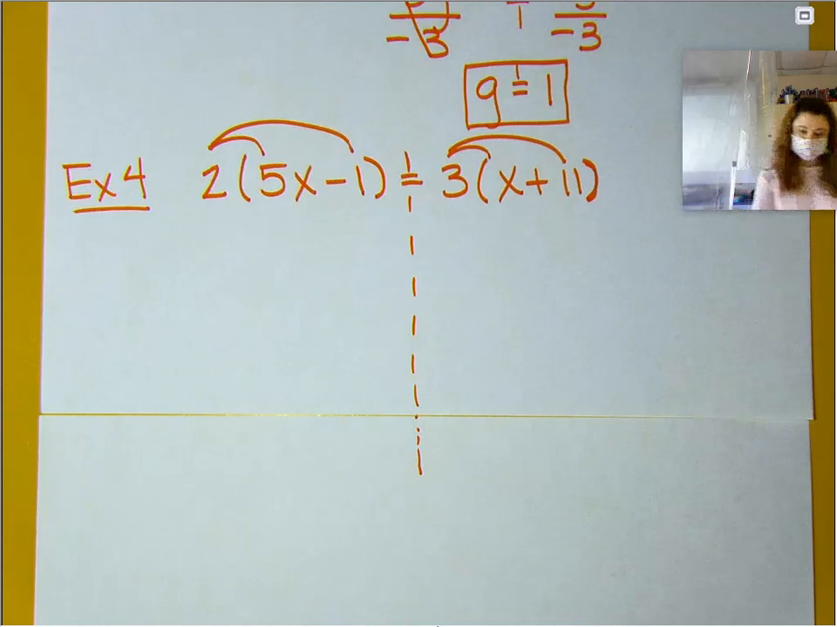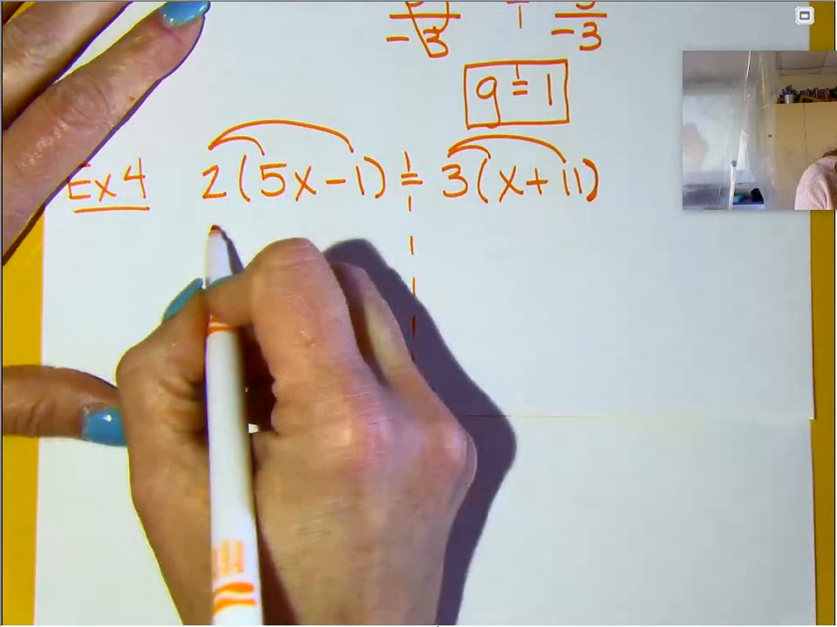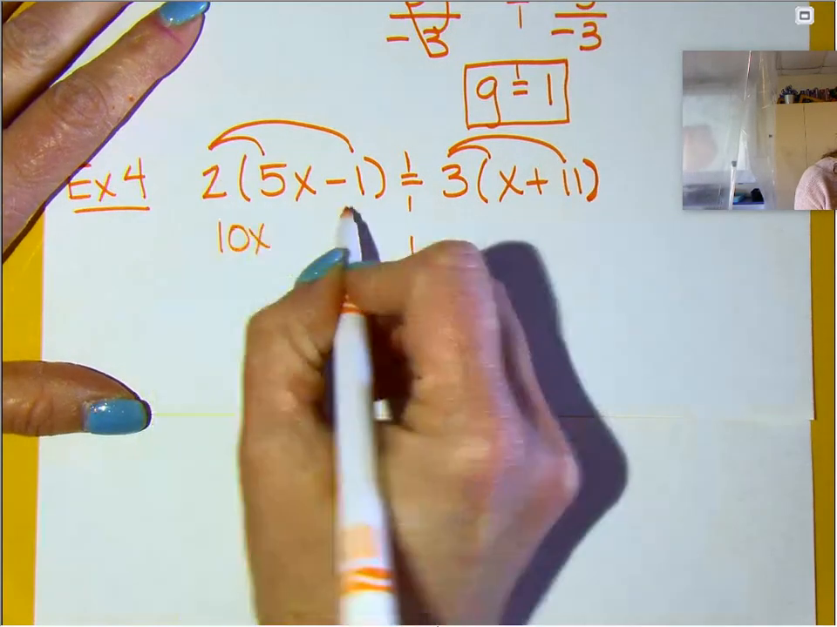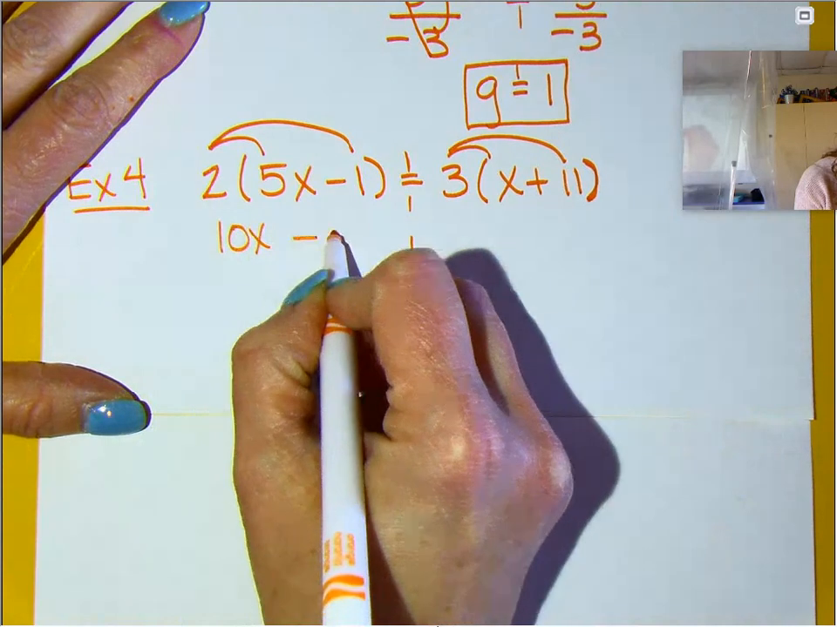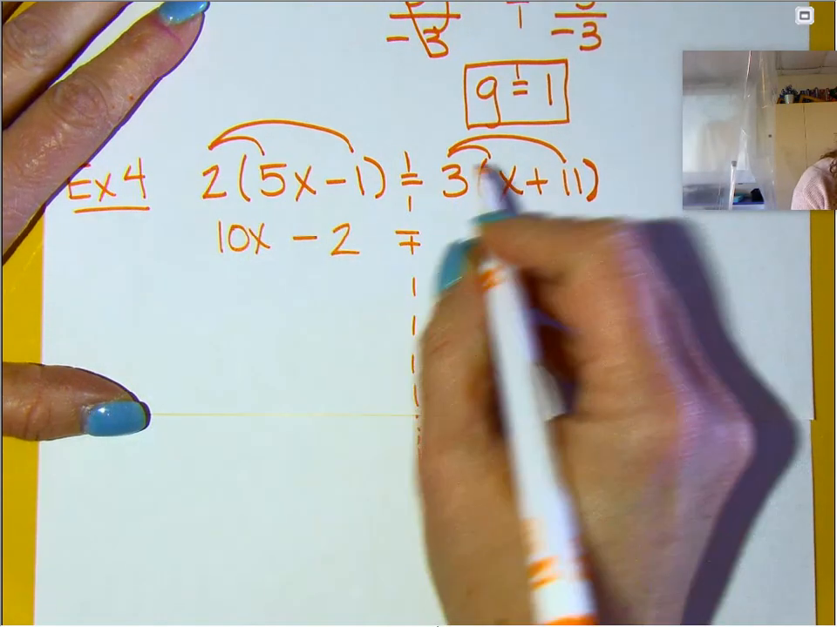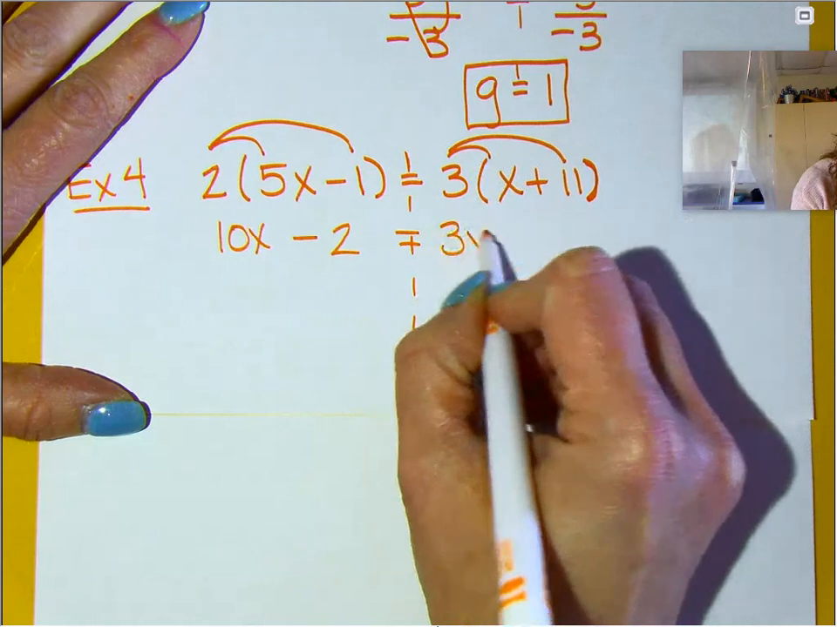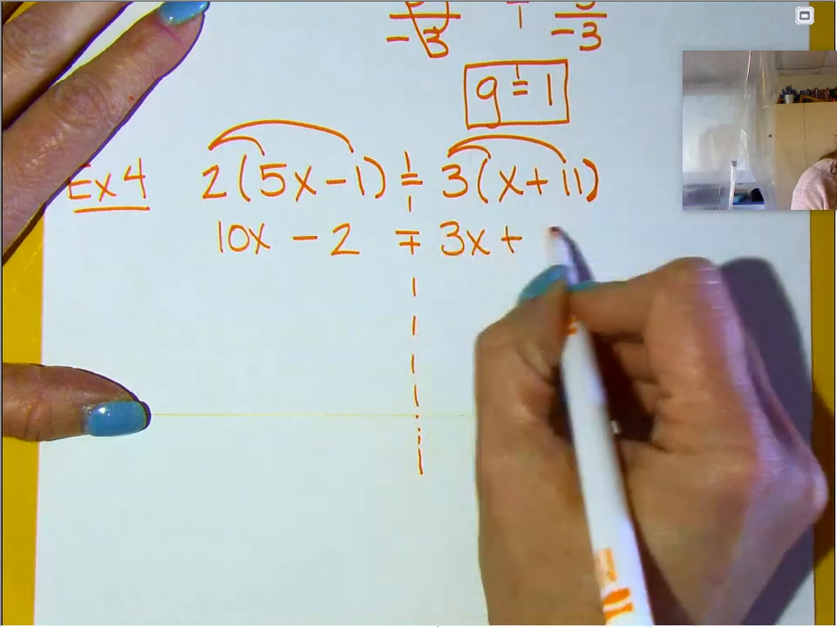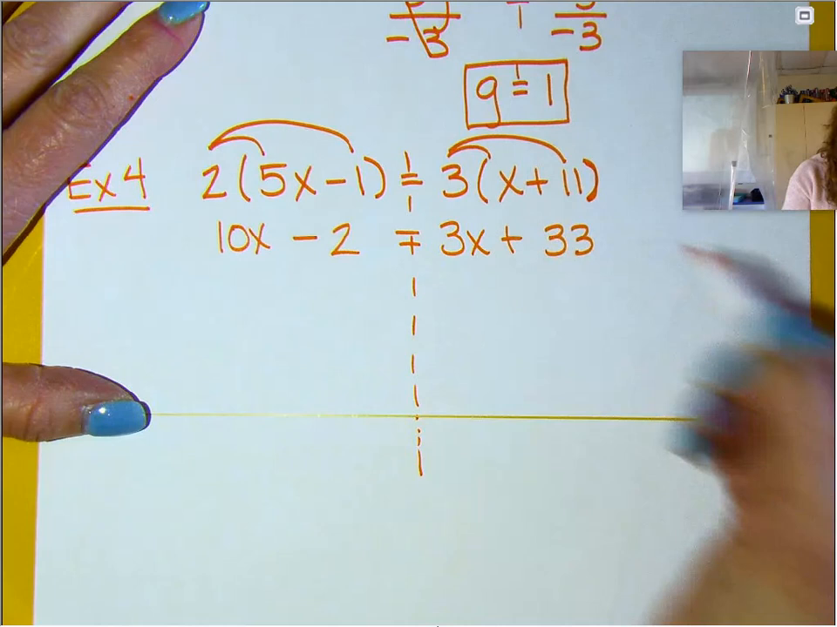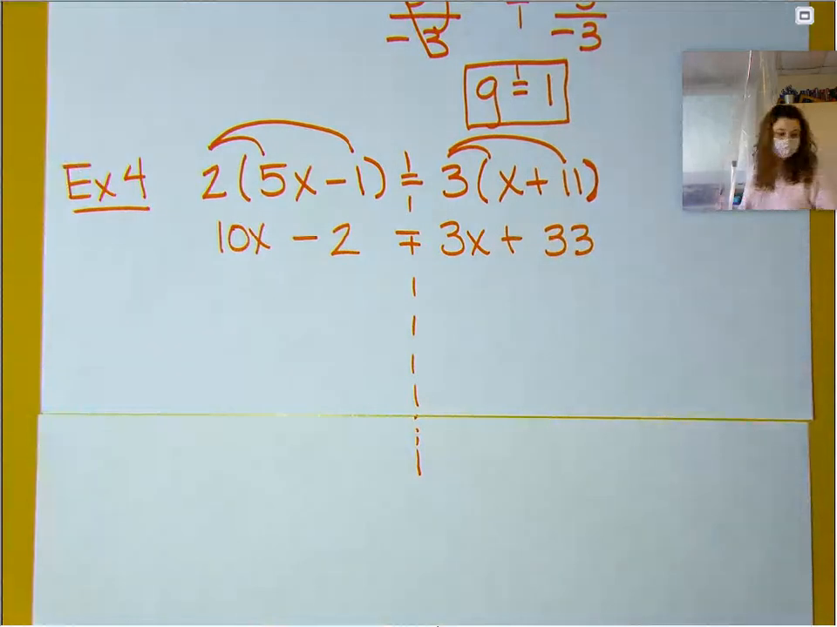All right, so let's go ahead and distribute. 2 times 5x is what? Good. And 2 times -1. Good. Equals 3 times x. Good. And 3 times 11. Very good. Okay, so we got a choice. Zach, I think it's your turn. What would you like to do first?